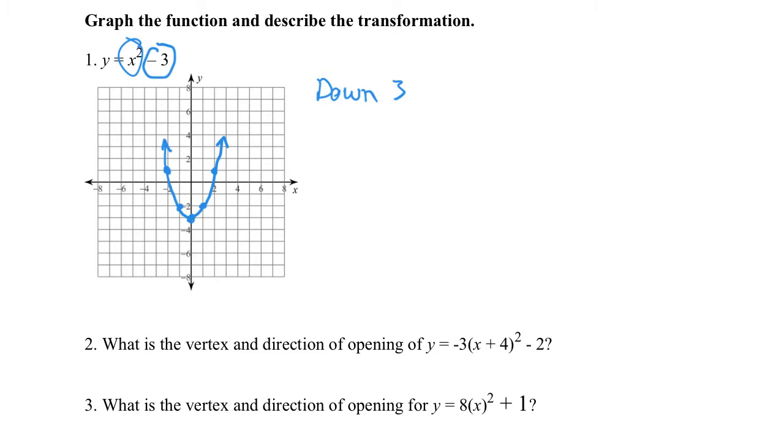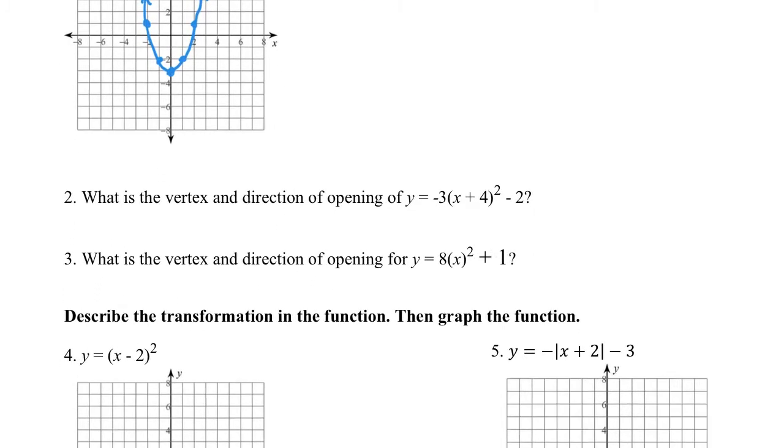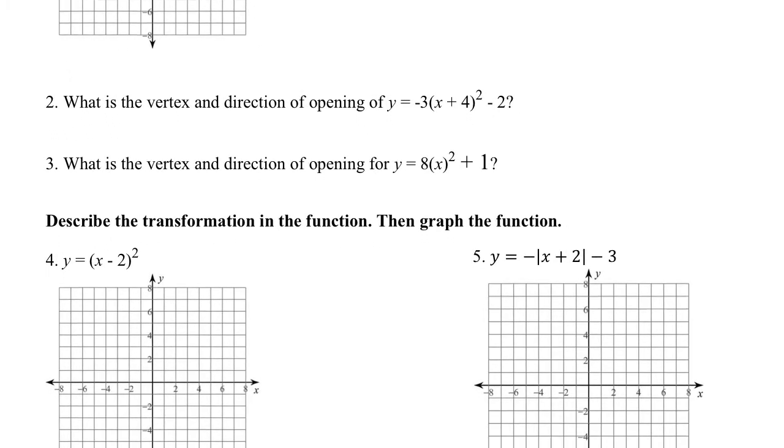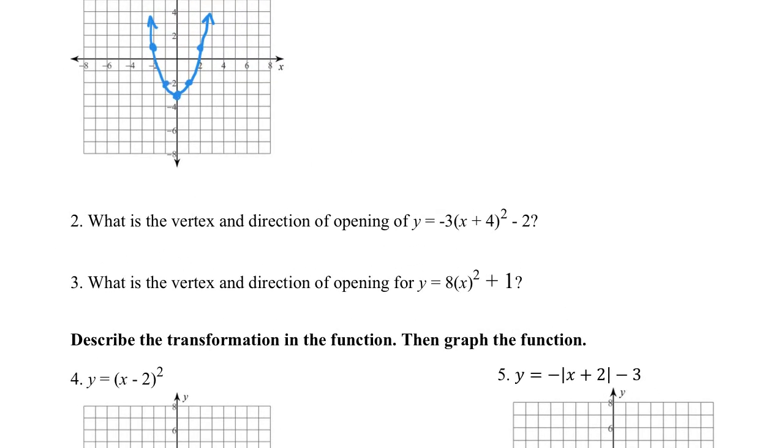Number 2 says what's the vertex and direction of opening, and number 3 says the same thing. So the vertex, it's a quadratic again, you have the square. The vertex is that point in the middle of the parabola. So this is the vertex for that graph. Where the vertex will be depends on the movement. So the plus 4 inside, the minus 2 outside tells you it's going to move left 4 and down 2.